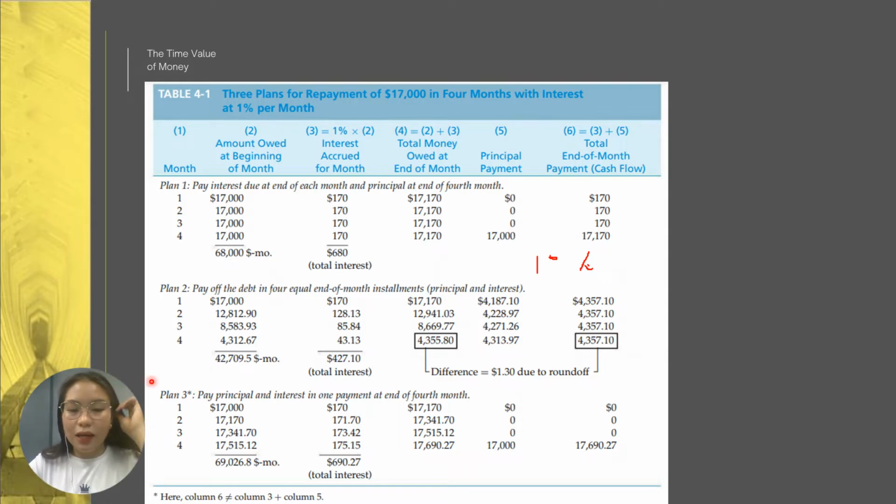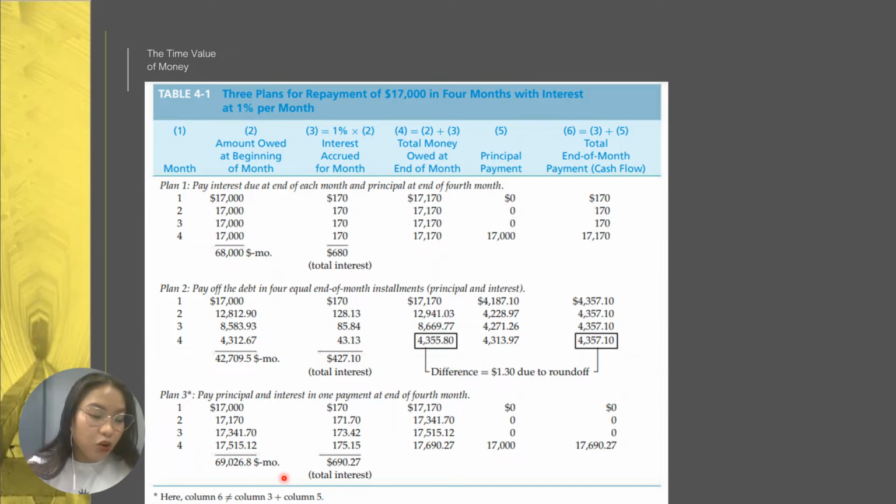Okay, so finally in plan 3, we pay the principal and interest in one payment at the end of the 4th month. So again, for plan 3, the principal and interest are paid together in the 4th month. A single lump sum amount of 17,690 is repaid. This is computed by adding the principal amount plus the interest accumulated up to month 4, which is 690.27.